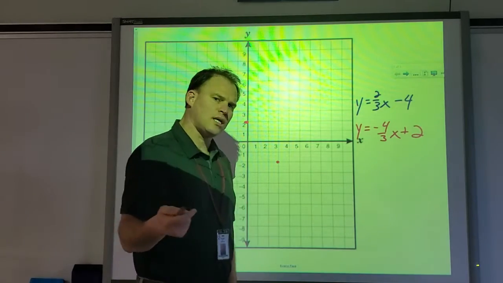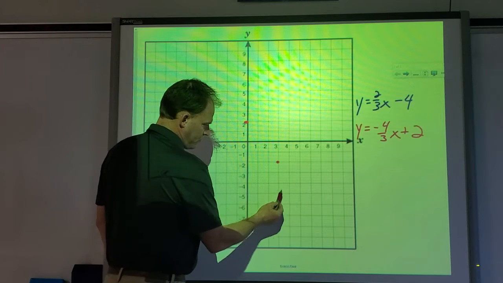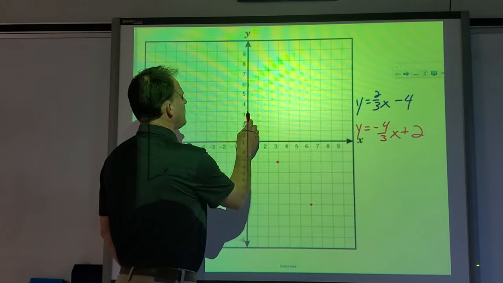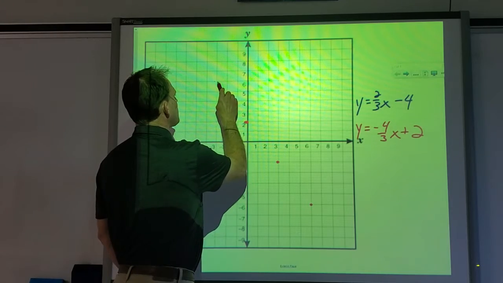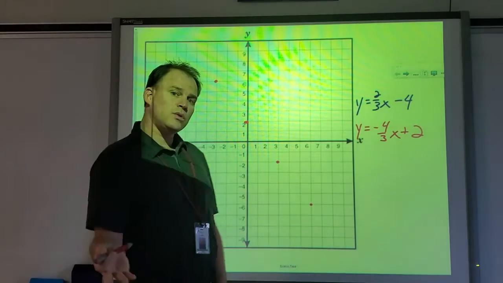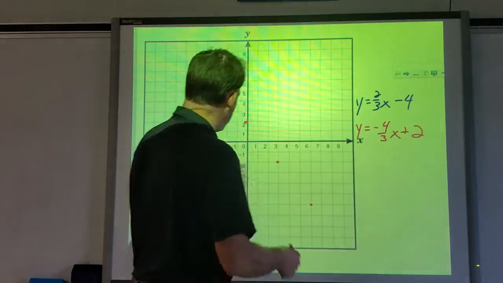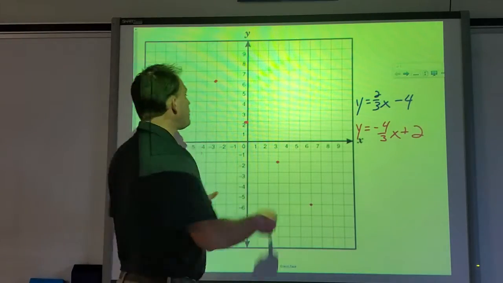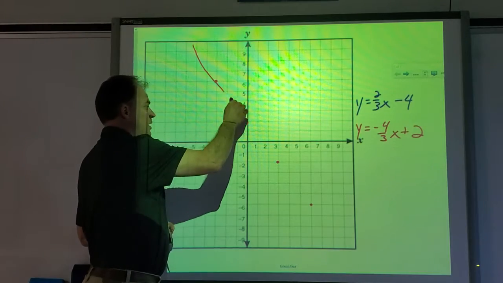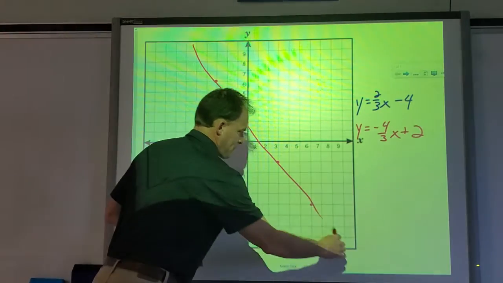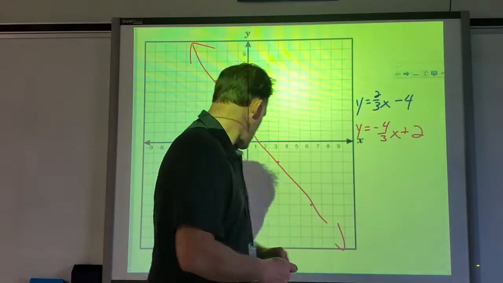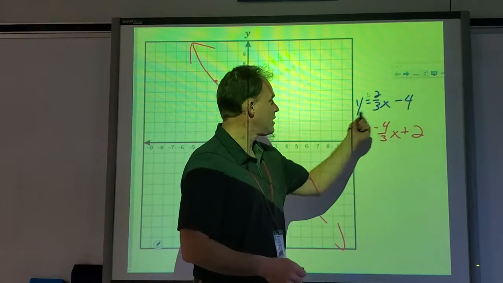You're going to want to do this a couple of times. Now, you might need to go the other way. The nice thing about doing this on Big Ideas is when you click 2 points on making the graph, it will fill the whole line up for you. We don't have that luxury here. So there's our line. All right, let's graph the other one.